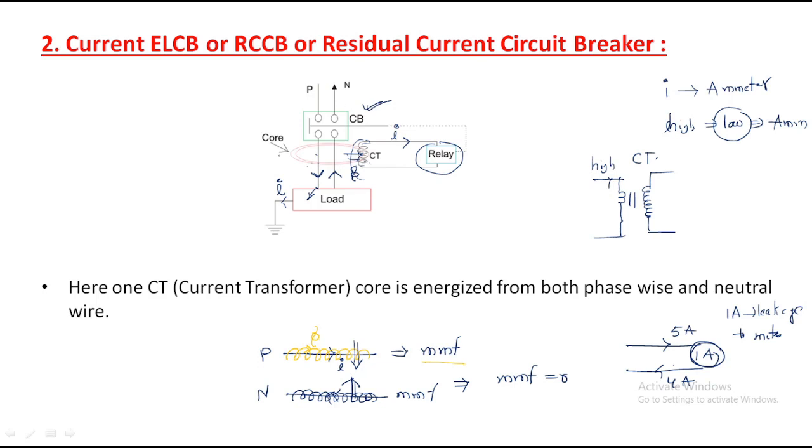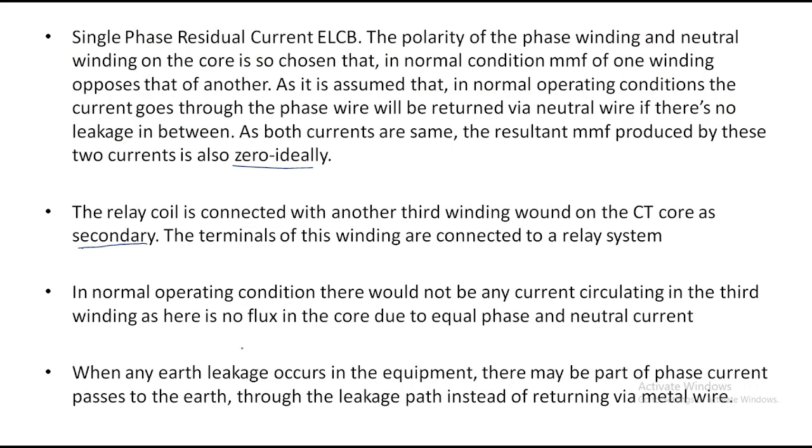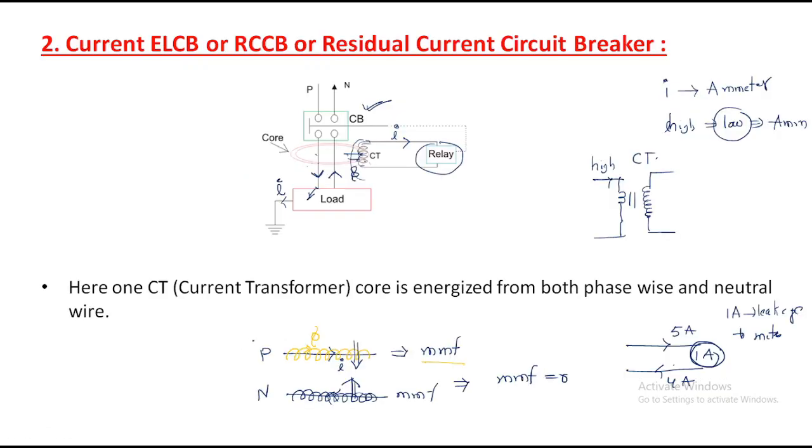Then the circuit breaker will open and the circuit will be isolated. After that, we will find out the problem and the problem will be resolved. Then it operates automatically. So this is the earth leakage circuit breaker. Understand? It works on the resultant MMF.